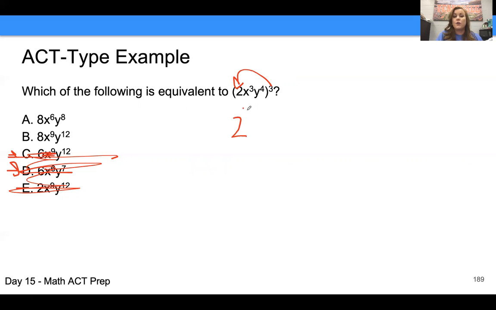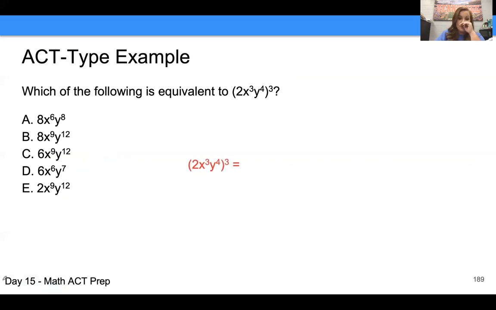It's 2 cubed. So what is 2 times 2 times 2? 2 times 2 is 4. 4 times 2 is 8. So it's got to be A or B. Probably caught several of you on that, but I bet you'll never forget it again.